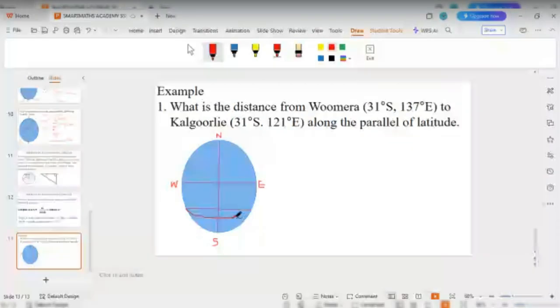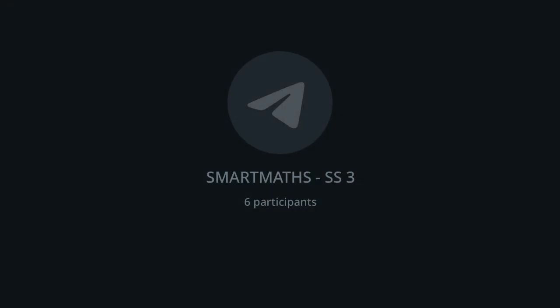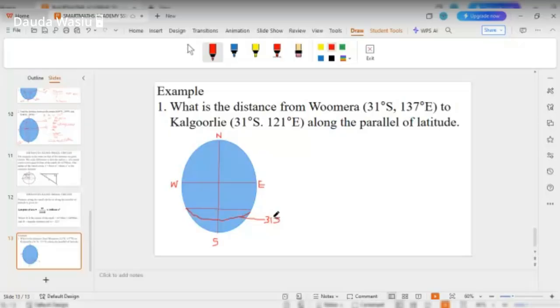31 degrees south. I didn't get this diagram. So this is 31 degrees south. Then 137 degrees east. So this is the east side. So 137 degrees east, just draw your 137 somewhere here.